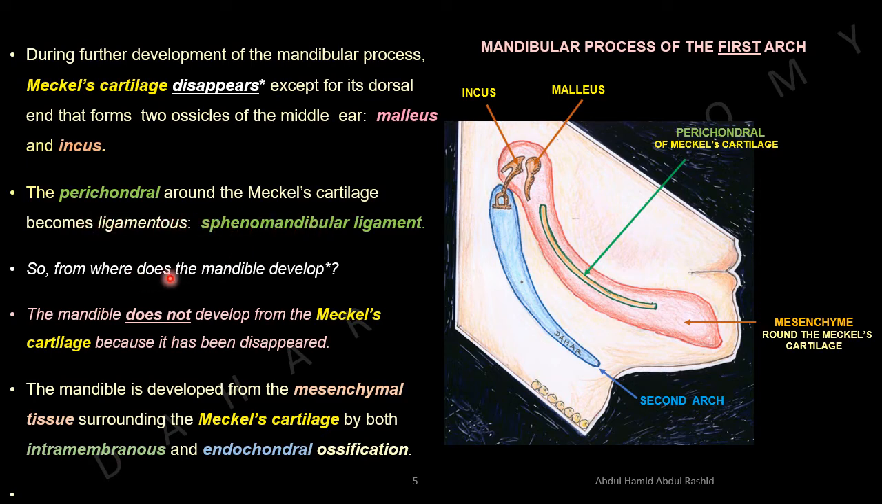So from where does the mandible develop? The mandible does not develop from the Meckel's cartilage because it has disappeared. The mandible is developed from the mesenchymal tissue surrounding the Meckel's cartilage by both intramembranous and endochondral ossifications.